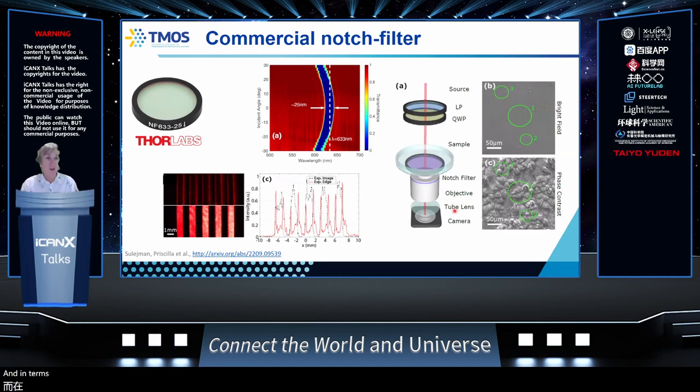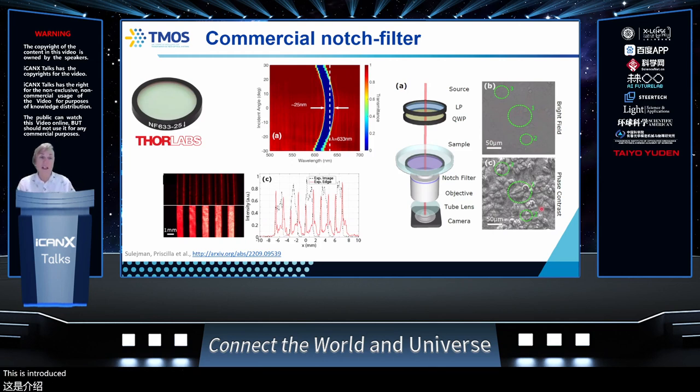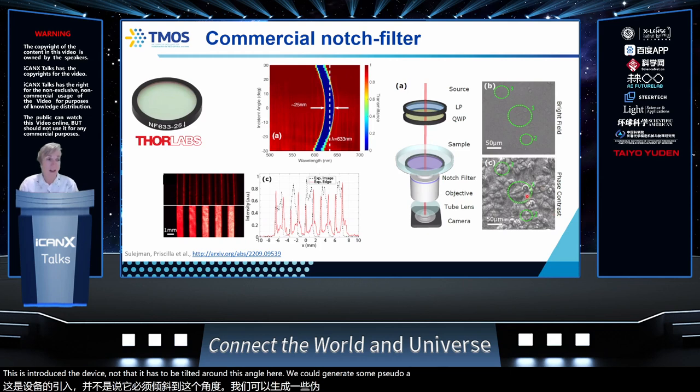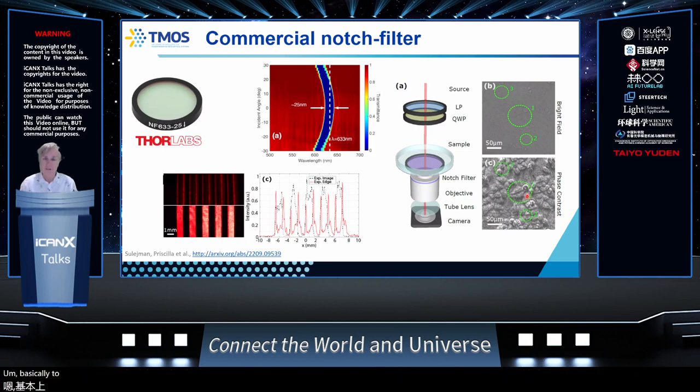In terms of phase contrast, we're able to significantly enhance the visibility of unstained HeLa cells. In the absence of the device, the contrast is quite poor, but as soon as we introduce the device, note that it has to be tilted around this angle here, we could generate some pseudo 3D phase contrast. So this was just some work that we undertook recently, basically to inform some future steps in our meta-optical work.